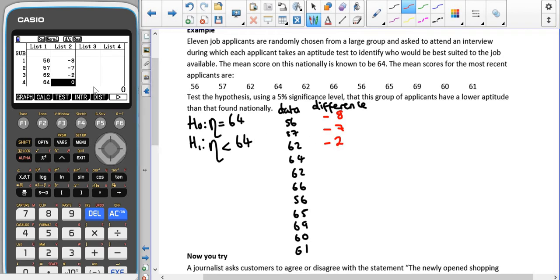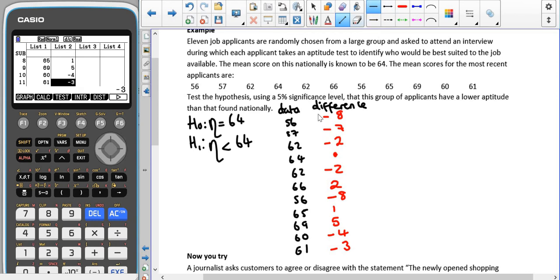Now in a similar way again as we did with the sign test, anything that gives us the answer of a difference of 0, we're going to put a dot. So then minus 2, 2, minus 8, 1, 5, minus 4, minus 3. So now that I have all my differences, we need to rank those differences.